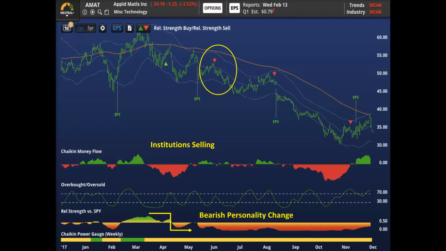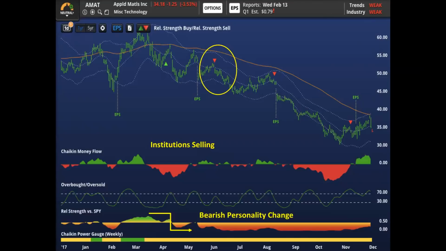And here's a recent example of a bearish personality change that saved a lot of money for our clients. AMAT had a bullish rating in our system for most of 2017. The stock had been outperforming the market, semiconductor equipment along with Lam Research, very, very strong when Micron and NVIDIA and Advanced Micro were making new highs. And then something happened in April, a bearish personality change.